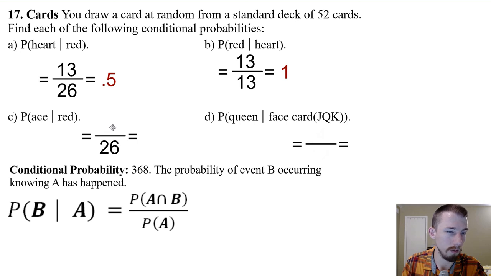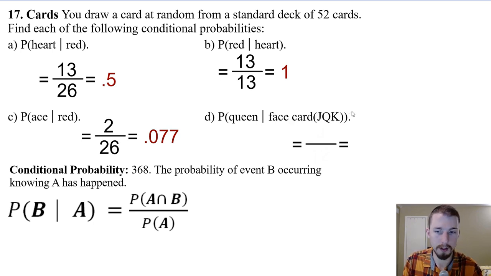So red aces would be 2 of them, right? Because you've got the diamond and the heart. So that would be 1 out of 13, or about 7.7%. I think there was a typo on this if I printed it out, but you guys are watching the videos, so you have a new version, so you don't have to worry about the typo.